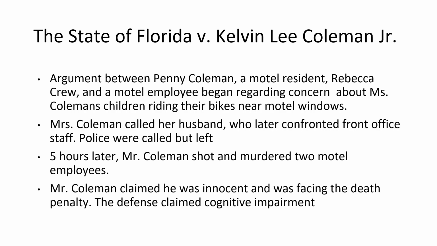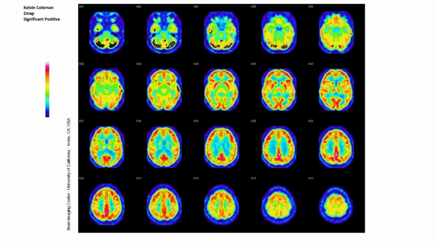And so the defense claimed that Mr. Coleman had cognitive impairment and were trying to get the death penalty off the case. So the defense actually got imaging on him. He underwent MRI and PET. And here are his PET images. In this one, they actually did a lot of quantitative analysis.